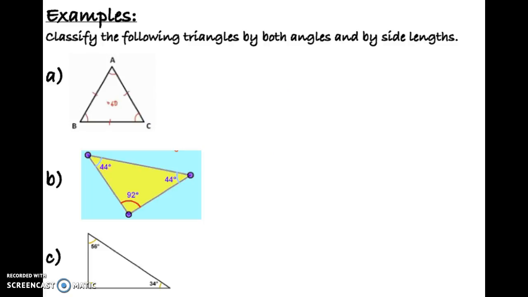I want you to classify the following triangles by both angles and by side lengths. So let's be kind of systematic here. Now in this first picture, it shows you that all 3 angles are the same, which is kind of impressive. And to be the same, those are all going to be acute. So by angles, we're going to call this an acute triangle. By side length, you're going to notice all 3 of these have 1 marking, so they're exactly the same. So we call this an acute equilateral triangle.